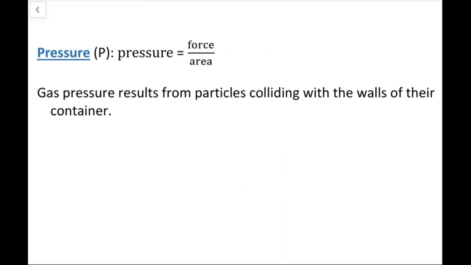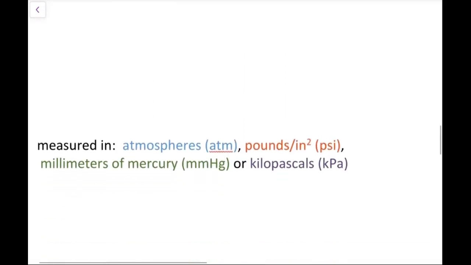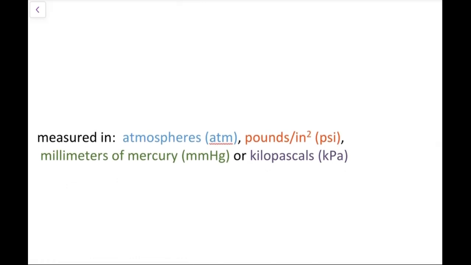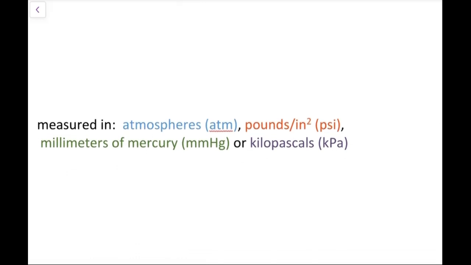Okay, so that's what pressure is. Now, if we look at how it's measured, it can be measured in a lot of different ways. And you do have to become familiar with these different units. Atmospheres, ATM, pounds per square inch, PSI, which is one that gets used for like car tires and things like that here, at least in this country.